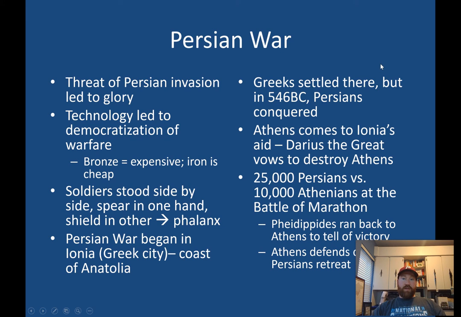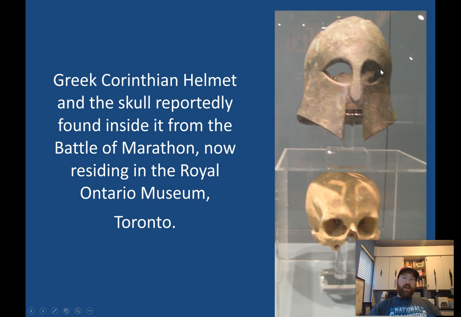And the last thing I want to show you guys is this. This is a Corinthian style helmet. That was the name of the helmets that the hoplites wore. And you can see that this particular helmet was found with the skull of its owner still inside of it. That's pretty gnarly.